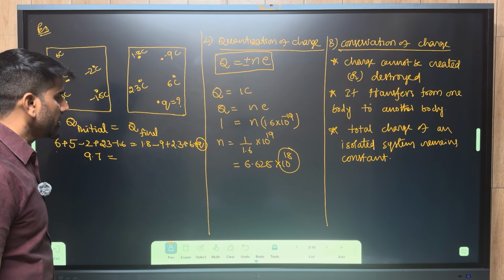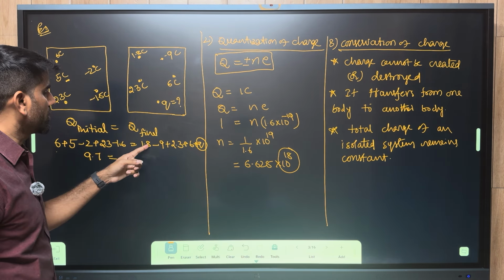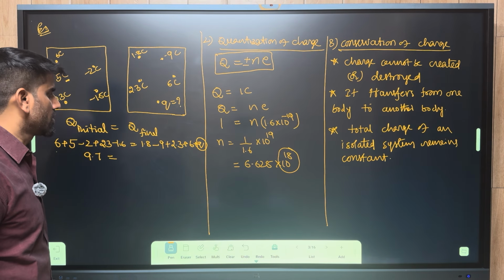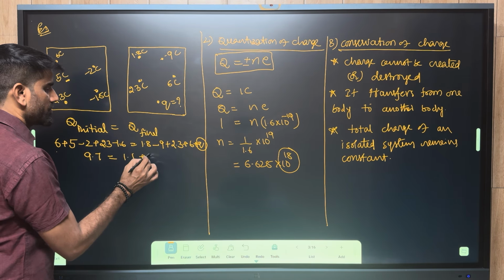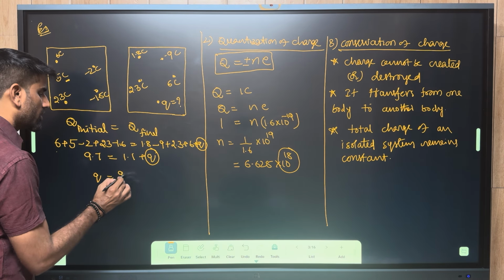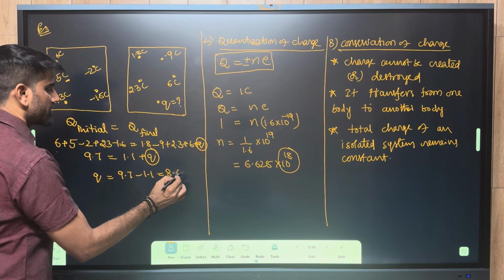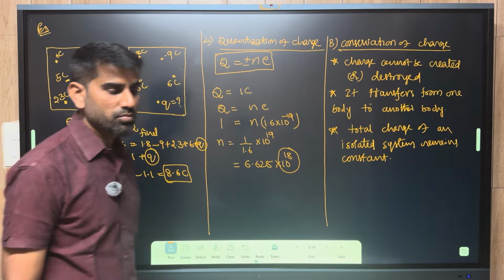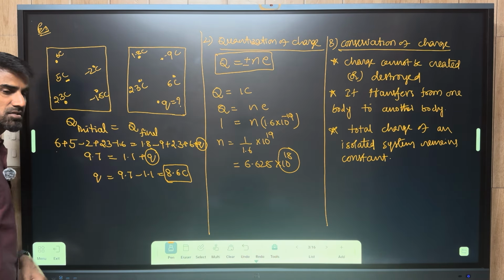So 9.7 is equal to what is here: 1.8 plus 2.3 is 4.1, 4.1 plus 6 is 10.1, 10.1 minus 9 is 1.1, plus Q. So Q should be equal to 9.7 coulombs minus 1.1, which is 8.6 coulombs. This is the charge on the unknown charged particle Q. So this is how conservation of charge works.